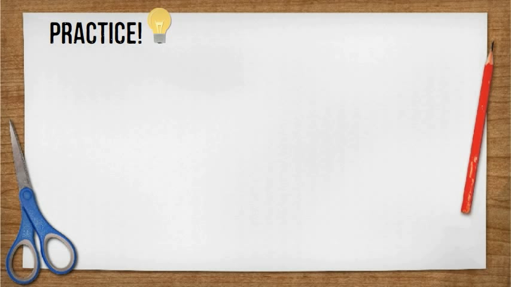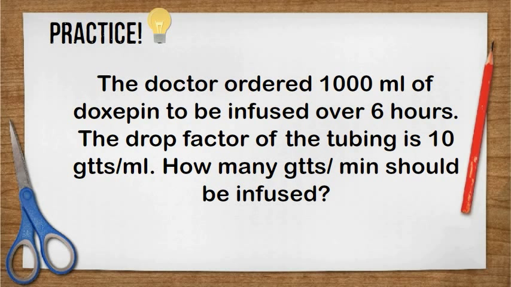Now let's practice. The doctor ordered 1,000 milliliters of Doxepin to be infused over 6 hours. The drop factor of the tubing is 10 drops per milliliter. How many drops per minute should be infused?